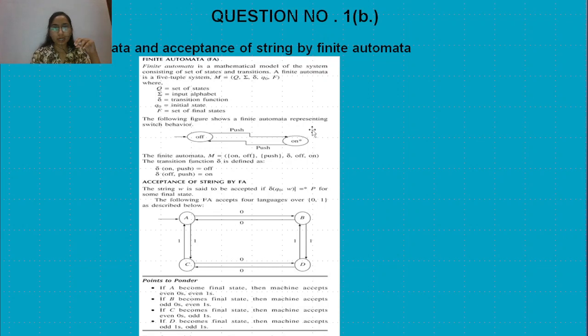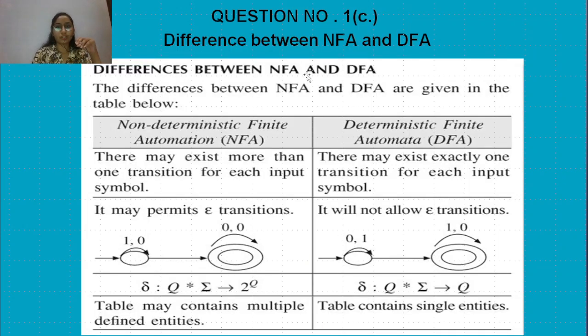You can see the diagram or figure which shows the switching behavior of a finite state machine. Now we will see what is acceptance of a string by finite automata. The string W is said to be accepted if, starting from the initial state, the string leads to a final state, denoted by this. This is the acceptance of strings for languages over 0 and 1, and this is its description.